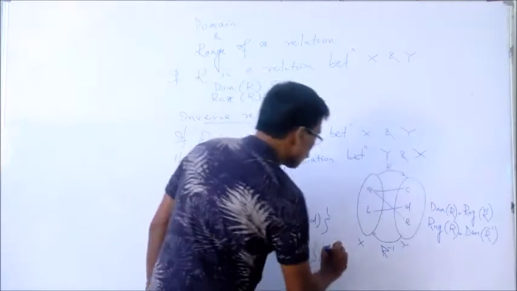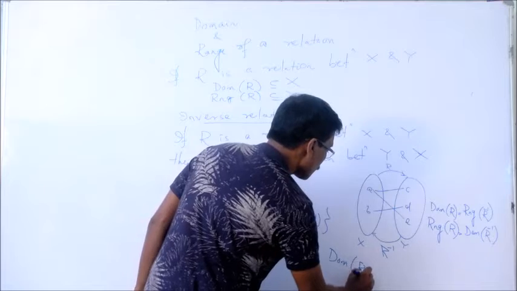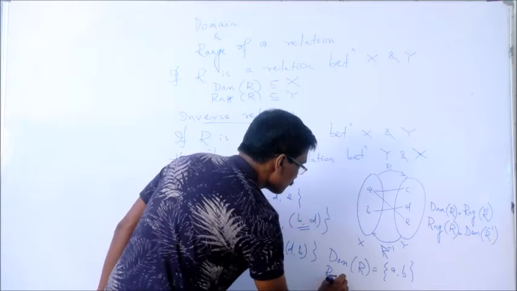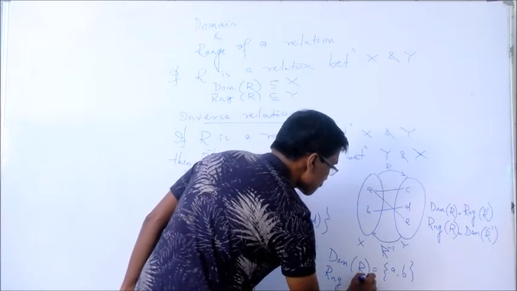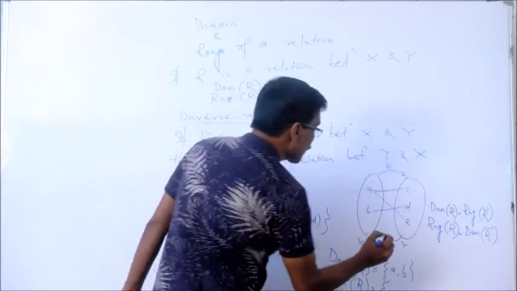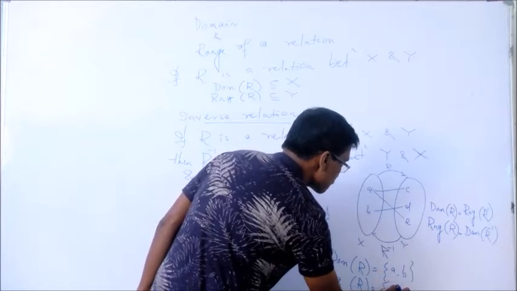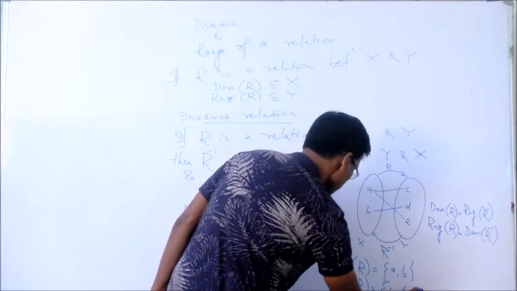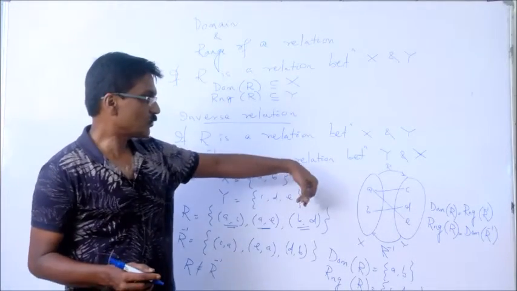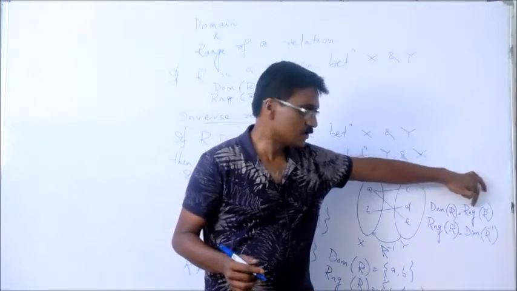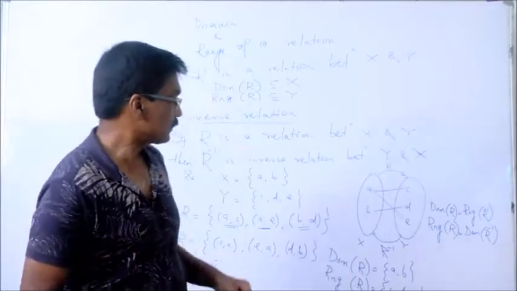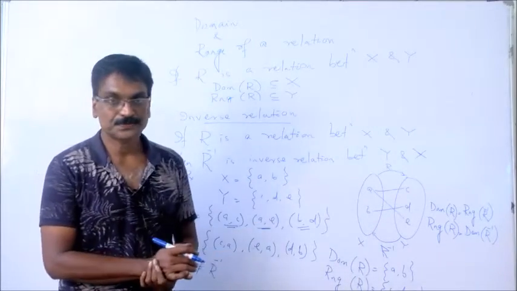So, obviously, domain of R is equal to A B, and range of R is equal to C D E. So, domain of R is equal to range of R inverse. So, these are all domain, range and inverse relations.